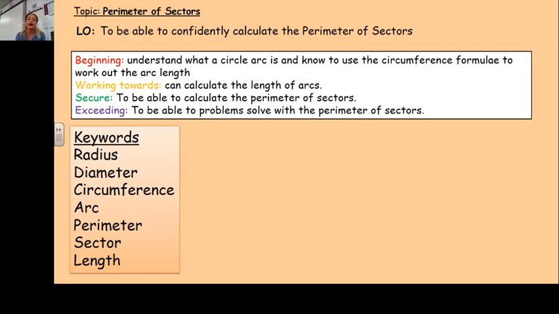So what we're going to be looking at is the perimeter of sectors, okay? So again, we need to know those keywords: radius, diameter, circumference, arc, perimeter, sector, length, all the parts of a circle. Really important that you know those for this topic, okay?